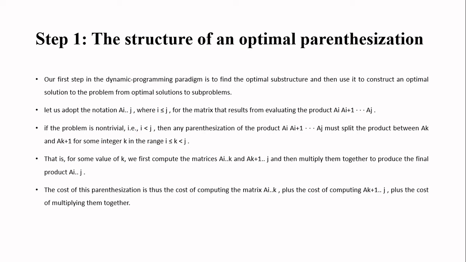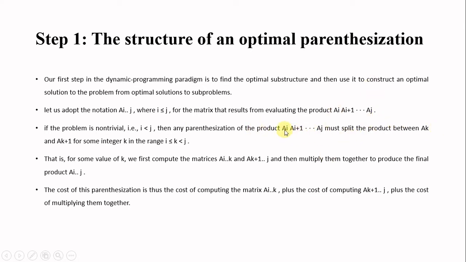So when i is less than j, then any parenthesization of the product Ai+1 to Aj must split the product between Ak and Ak+1 for some integer k in the range i less than or equal to k less than j. So what does that mean? We need to define a split between these two.